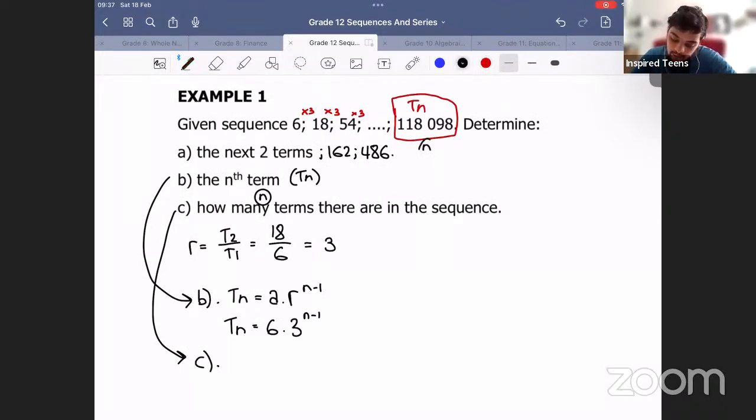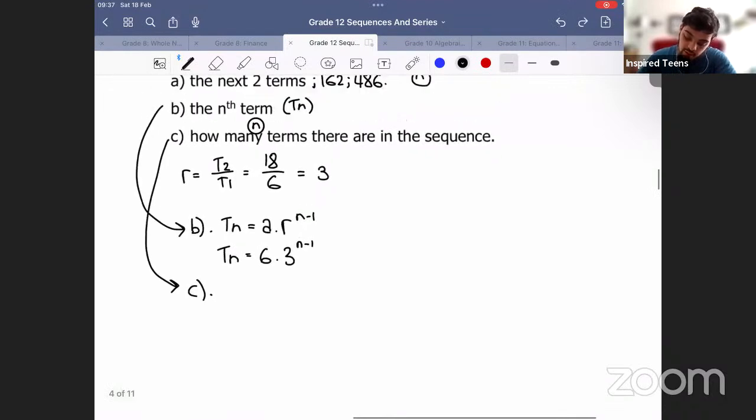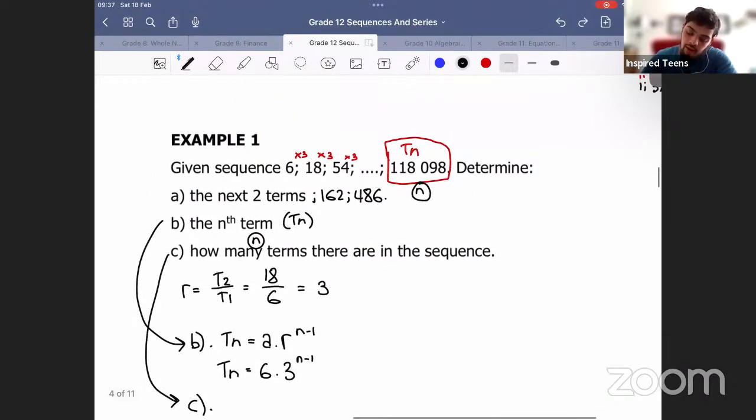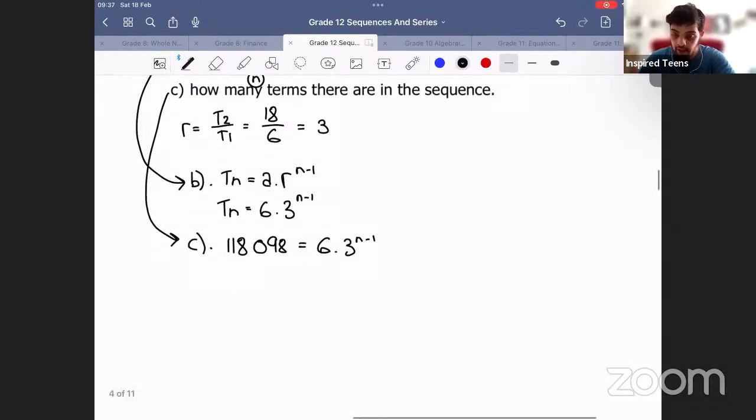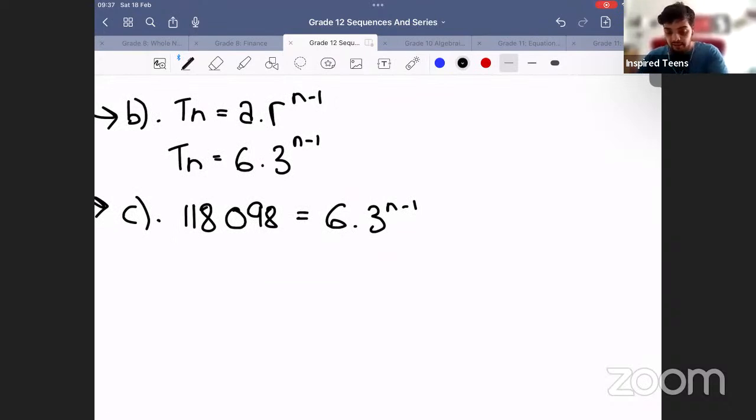So basically, I have the value of the term, Tn. I need to solve for n. I need to know which term. Is it the 500th term? Is it the 7th term? Is it the 14th term? I have the value of it. So again, I equate my equation to that. Remember, I solved for it here. I have 118098 is equal to 6 times 3 to the n minus 1, and I'm solving for n. So I'm going to divide both sides by 6, use my calculator, and I get 19683 is equal to 3 to the power of n minus 1.